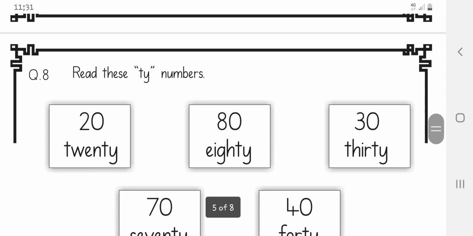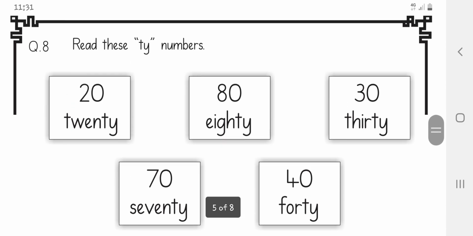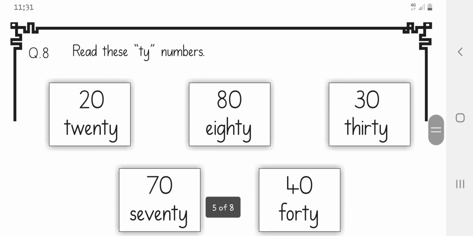They have also done these numbers, so 20, 80, 30, 70, and 40. Here you have to focus on the correct pronunciation and the correct association of the numeric form of the number to its written form. So you have to see how good the students are. If you want to test them a little harder, you can just hide this and ask them to read this.